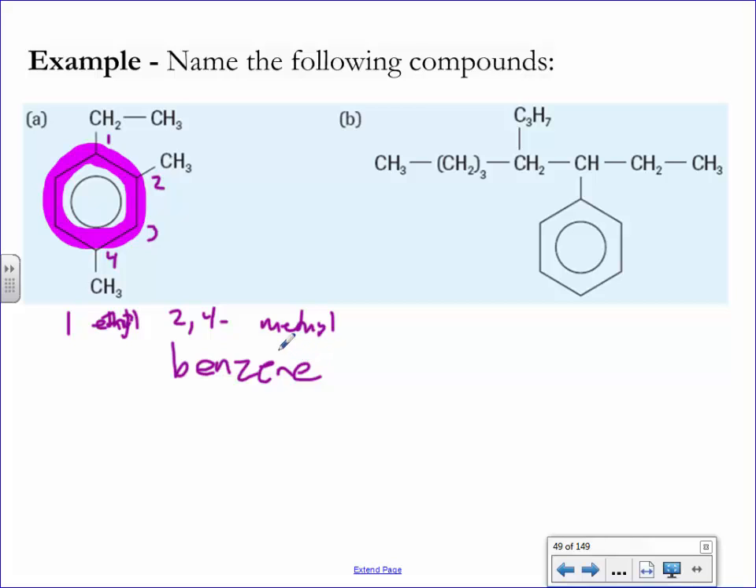But one more thing here. As soon as you have 2 numbers, you have to put a di in front of it. The di is not because of the number 2, it's because there's 2 of them. So the proper name for this, I'm sorry it's a bit of a mess here, it would be 1-ethyl-2,4-dimethylbenzene. That's how you name it.